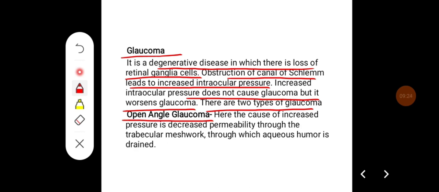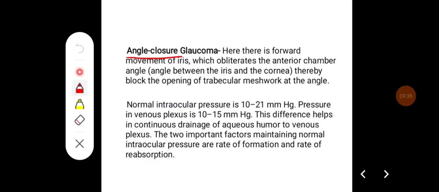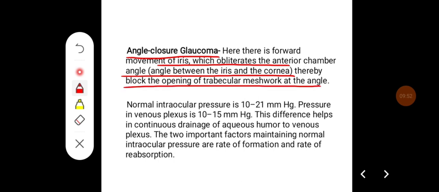Open angle glaucoma, here the cause of increased pressure is decreased permeability through the trabecular meshwork, through which the aqueous humor is drained. Whereas in angle closure glaucoma, here there is a forward movement of iris which obliterates the anterior chamber angle, that is the angle between iris and the cornea, thereby blocking the opening of trabecular meshwork at the angle.